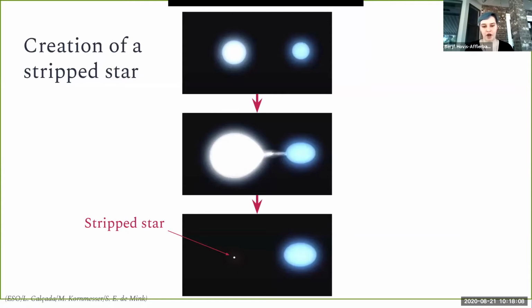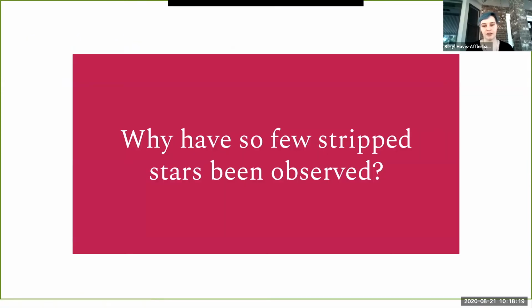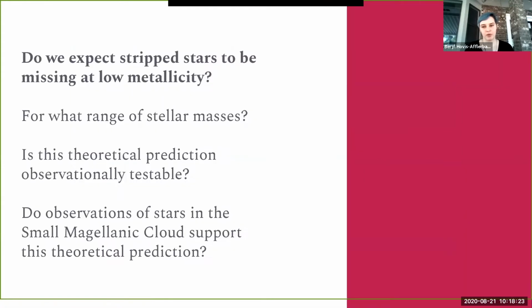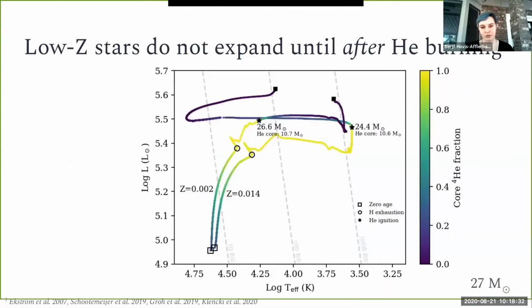They're also, as the hot, bright helium cores of their progenitors, expected to be very easy to identify observationally, but very few have been observed. So why is that? We're investigating specifically if we expect stripped stars to be missing in low metallicity environments. Since radial expansion is crucial to the creation of a stripped star, we investigate how the radius of a star changes over the course of its life.